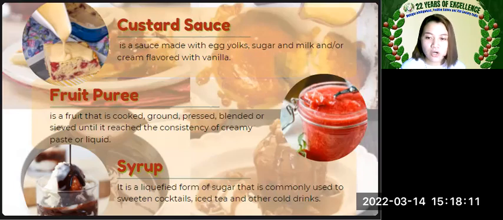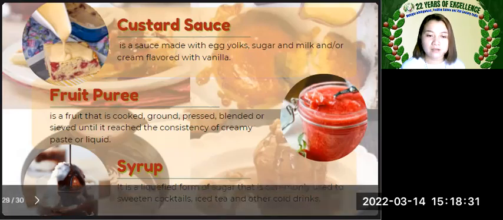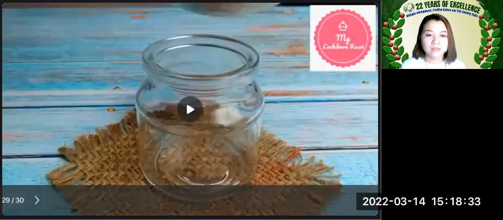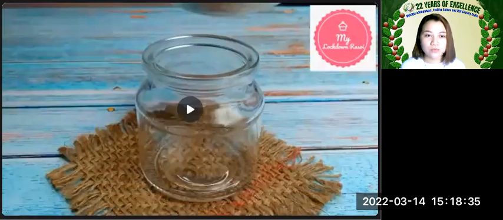So an example of common dessert syrup is chocolate syrup, okay, which is sweet chocolate flavored condiment, and it is used as toppings or dessert sauce for different desserts such as in ice cream, cake, mousse, or chocolate mousse, and in puddings. Okay, so I have here a video also how simple it is to create or to make a chocolate syrup.